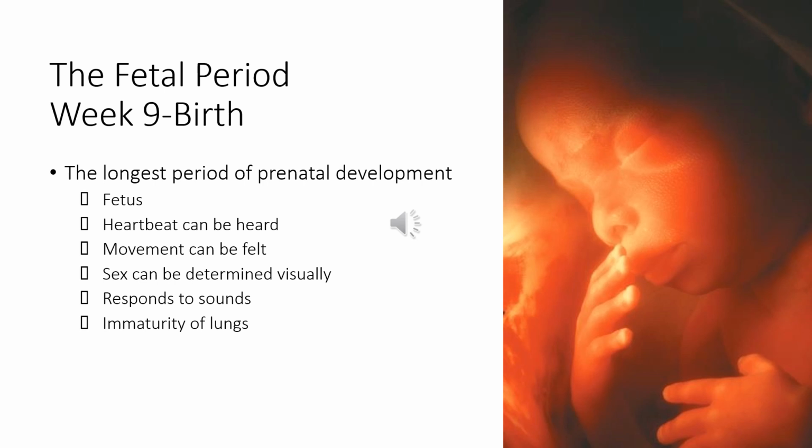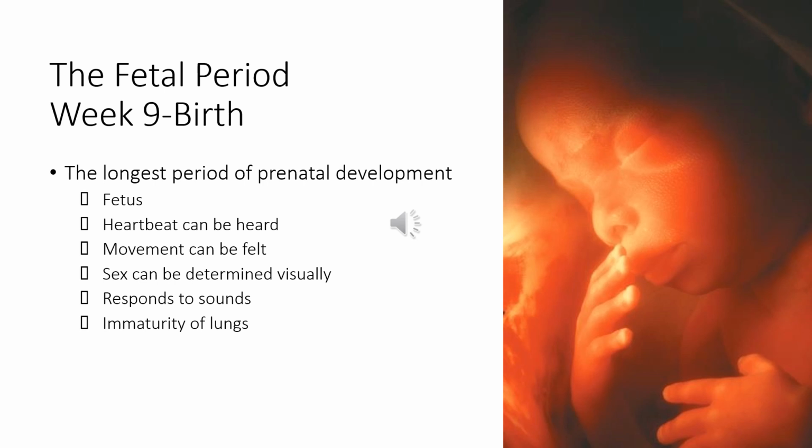Babies begin during the fetal period to adopt common sleeping positions and a sleep-wake cycle. Usually the first fetal movement, which we're going to talk more about, is felt around week 13. Around week 20, the sex of the fetus can be determined visually, so that's often on that 20-week ultrasound that if people want to find out the sex of the baby, they can.